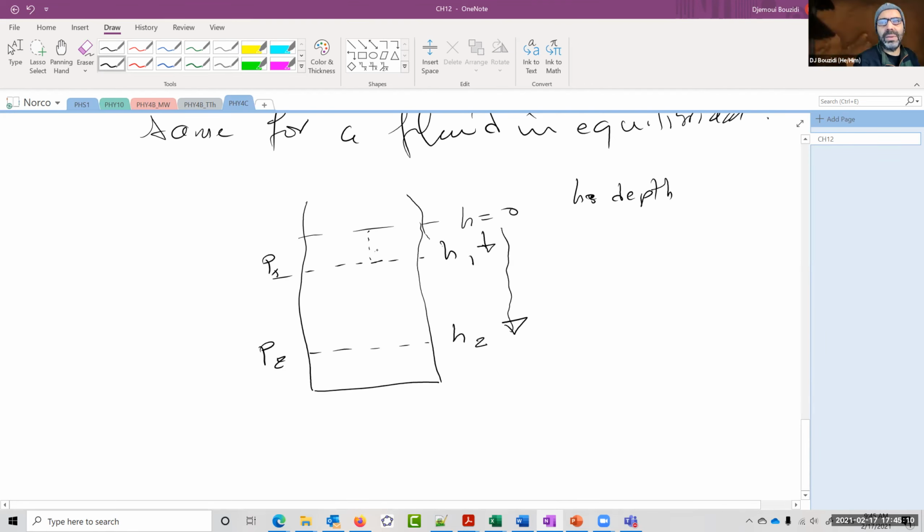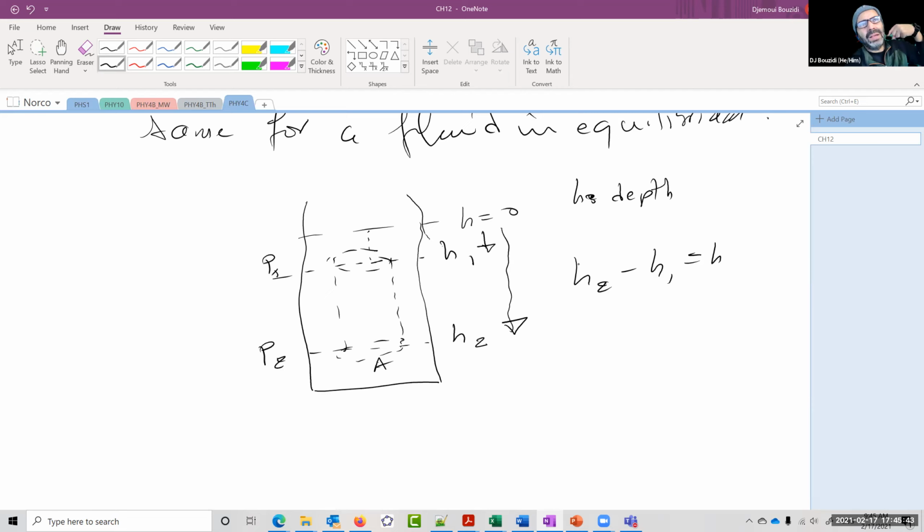So what I do again, I do the same thing. I'm going to make up an imaginary cylinder of cross-section A and height H2 minus H1. So that is the height of my made-up cylinder, okay? That's correct, Justin. So the height is the depth difference. That's how high the cylinder is, okay?